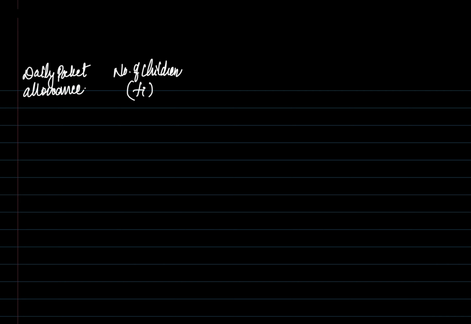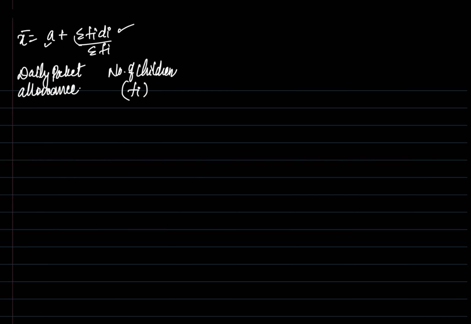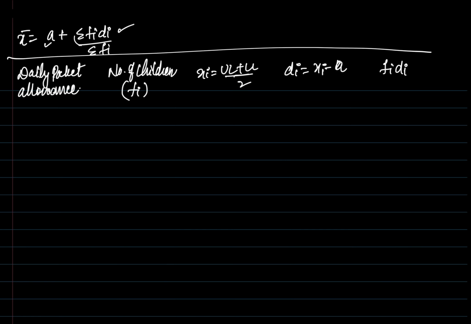Then I told you to write the formula. So x bar is equal to a plus sigma fi di by sigma fi. This is the formula. So what we have to find? We have to find the xi value, the a value, the di value, and the fi di value. The table is somewhat big. So here we have to find the class mark, that is xi. Xi is equal to upper limit plus lower limit by 2, and then we have to find di. Di is xi minus a, and here fi into di. Okay, so this is our table.